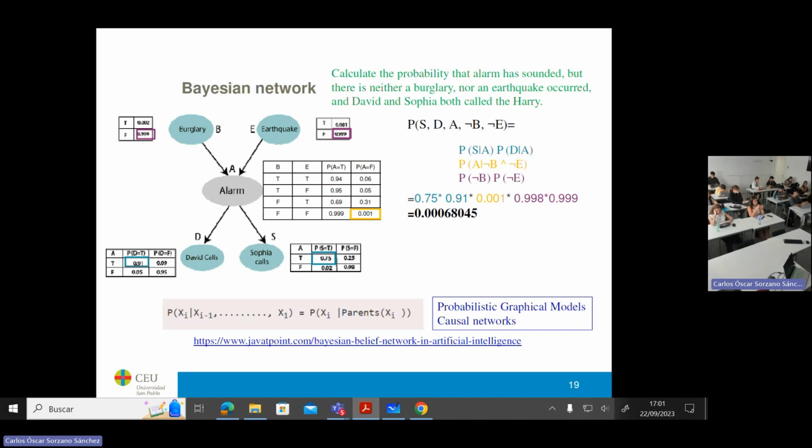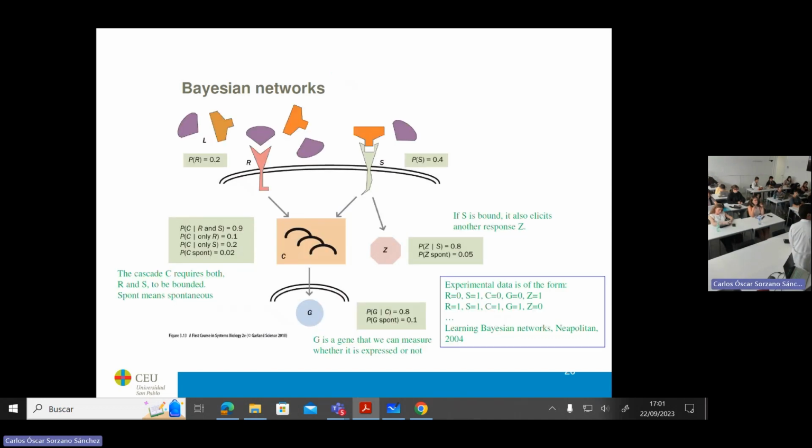So that is the probability that both of them call you, the alarm sounds, and there is no burglary and no earthquake, is really low. Okay, and you can make this kind of calculations very easily. They are also called probabilistic graphical models or causal networks. These are the names of this kind of networks. And you can use them to calculate any probability in any network that you like.